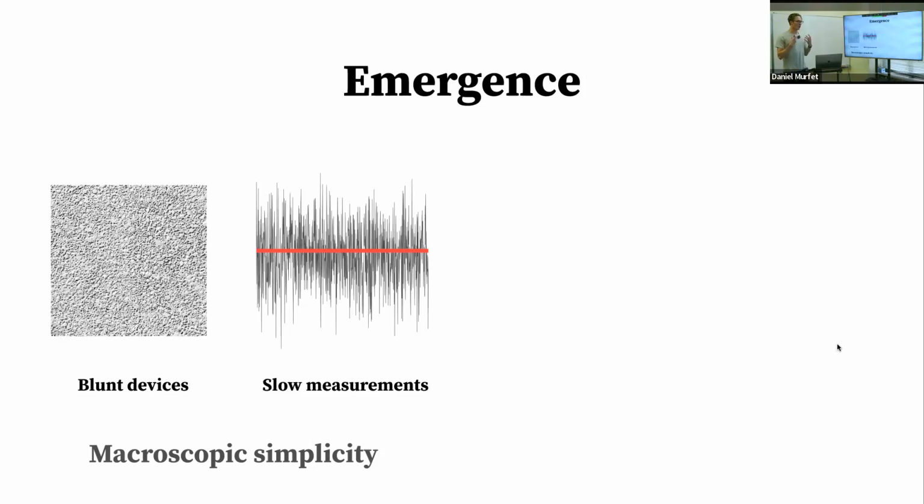So why is this the case? Why is it the case that the macroscopic world is so simple? And there are 2 main reasons. So first is the fact that our measuring devices are blunt. When you perform a measurement, it sort of averages out what's happening over a large spatial extent, or at least the spatial extent is usually much, much larger than the scale of microscopic fluctuations.